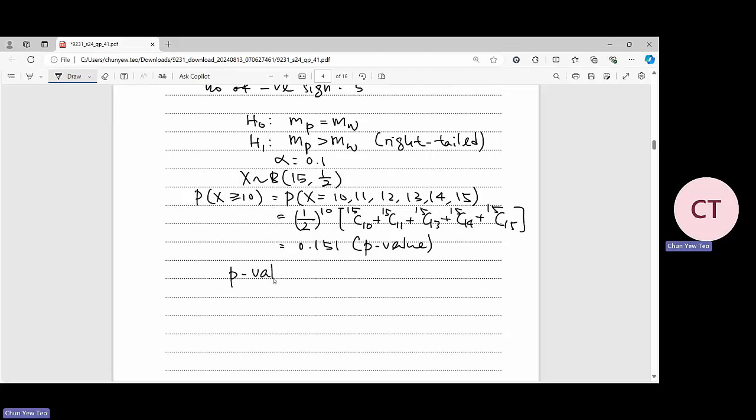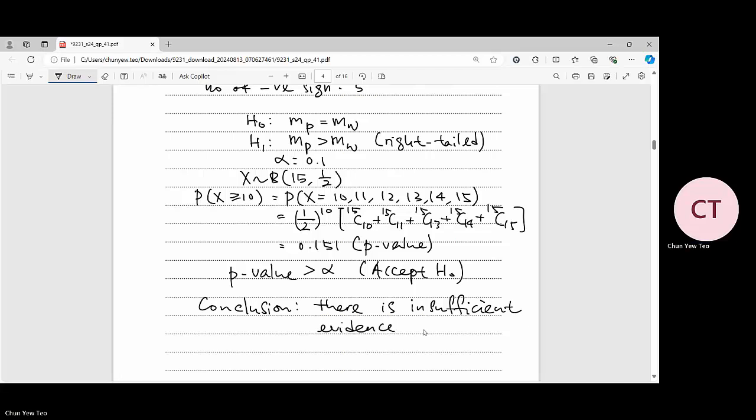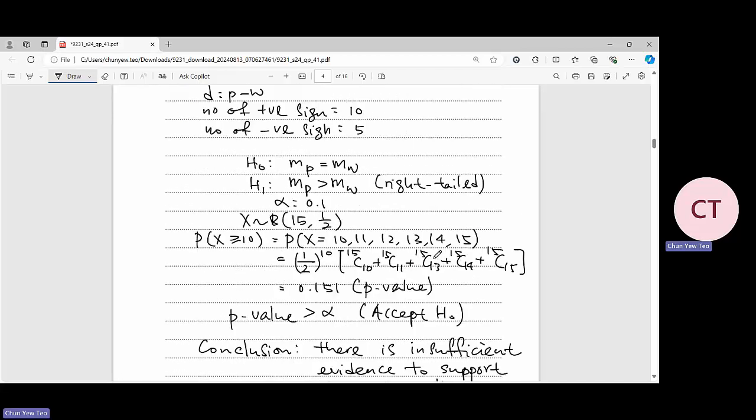I compare the p-value with the alpha. The p-value is actually greater. A greater p-value means you have a larger area, so it will be inside the acceptance region. So over here, we will just say accept H0. So your conclusion: there is insufficient evidence to support that the MP is greater than the MW. Just like that. So this will be the answer for question number 2.